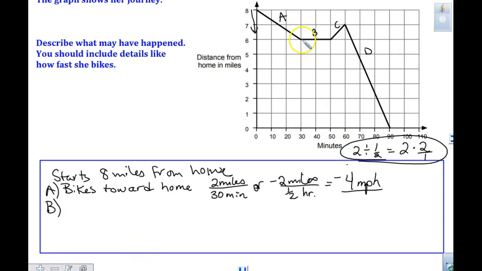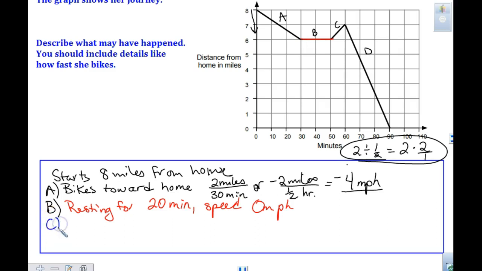At part B, what's happening? She took a rest or something. She's taking a rest, right? So she's resting for 10, 20 minutes, right? So her speed is 0 miles per hour. That's our slope, right? 0 is a horizontal line. Anytime we are going 0, horizontal line, okay? So let's look at part C.